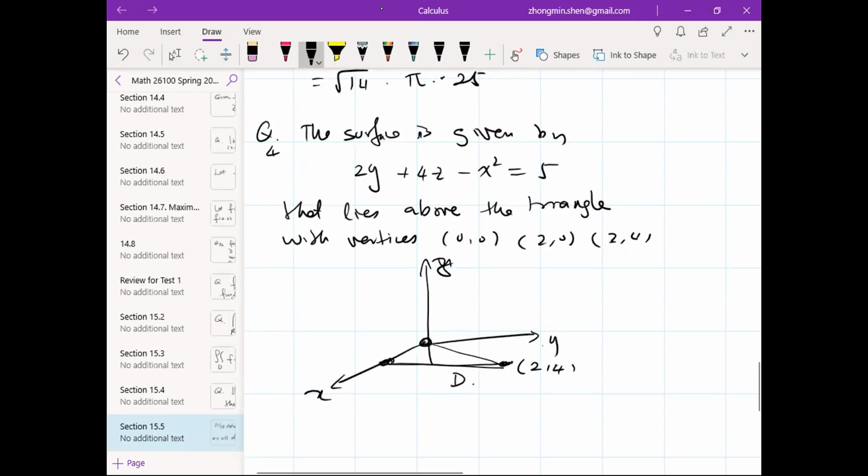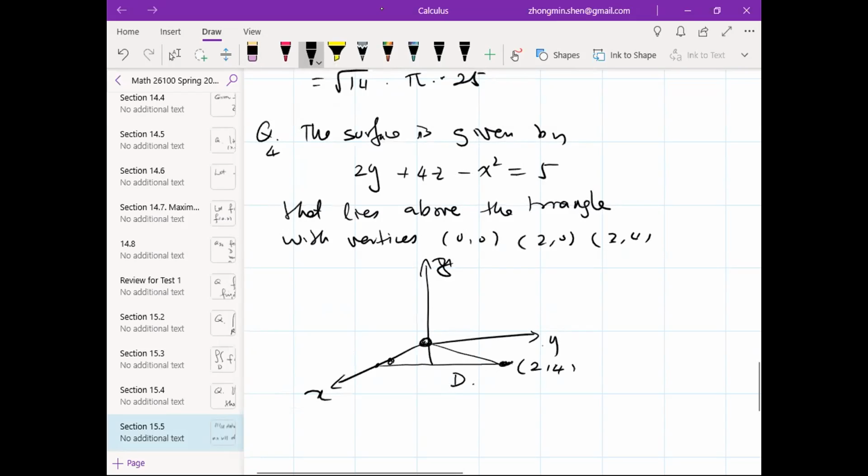Yeah, it's parallel to the y-axis. I did not draw the parallel. I needed to redraw it. It still doesn't work. That's fine. All right. So the graph is supposed to be above the xy plane.